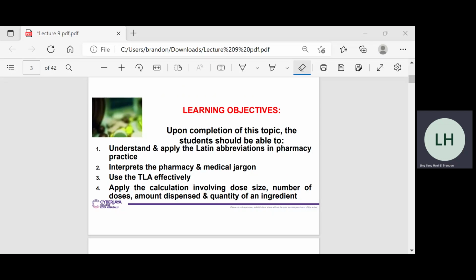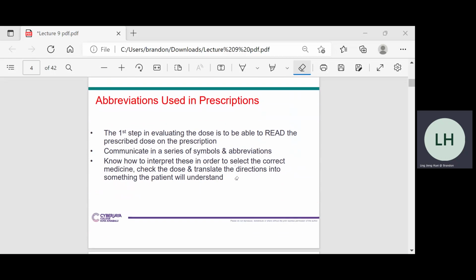So after today's lecture 9, all of you, okay, kamu akan dapat translate, menterjemahkan prescription daripada doktor kepada instruction untuk patient. So this is actually the main aim and objective of this chapter.